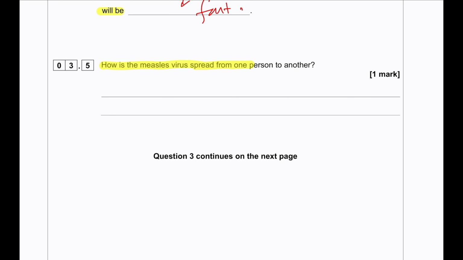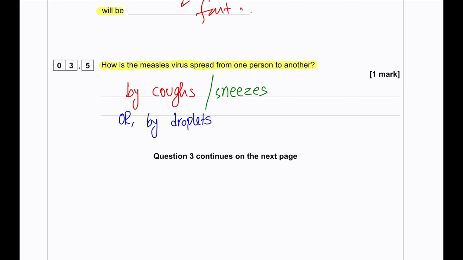How is the measles virus spread from one person to another? Now, measles virus can spread in many different ways, but one of the easiest ways is by coughs and by sneezes. We can also write by droplets in the air.